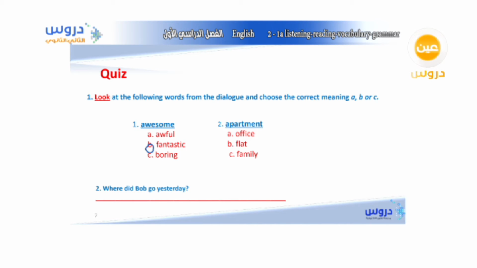Okay? So apartment, it means flat. It's a small house or a flat, and we say apartment. So awesome means fantastic, and apartment means flat.